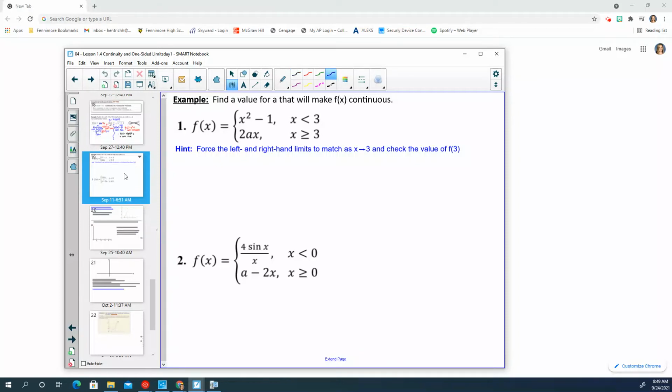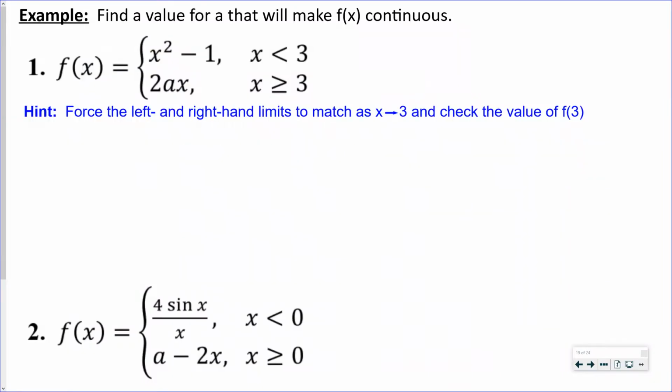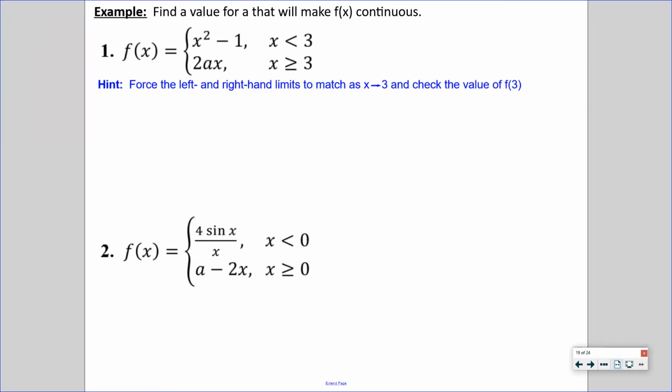Okay, picking up where we left off in our 1.4 notes, talking about left hand and right hand limits and continuity. These are pretty classic AP problems. I've seen them pop up on a lot of previous multiple choice questions from old exams, and they're pretty good problems. What they want us to do is find the value of a, this variable a here, that will make this piecewise function continuous.